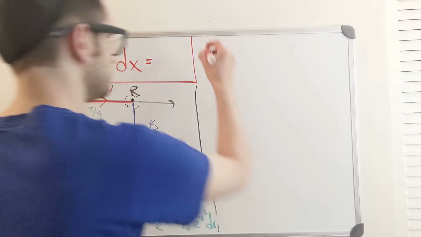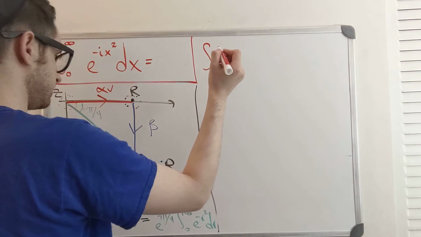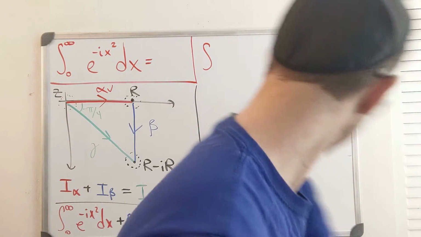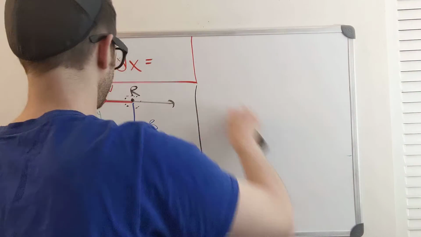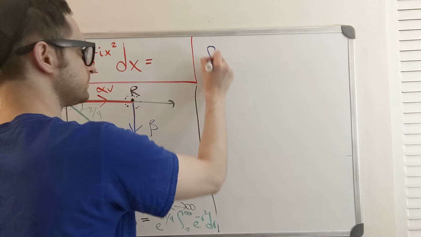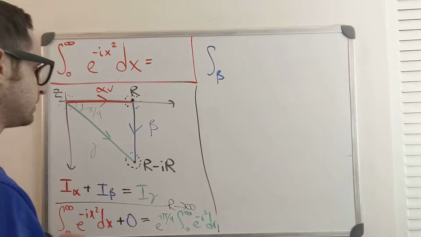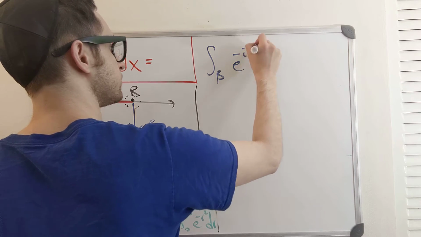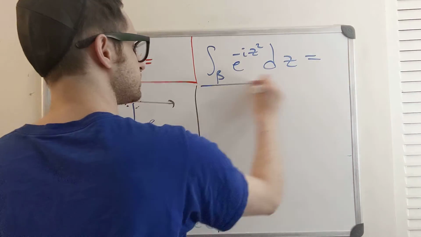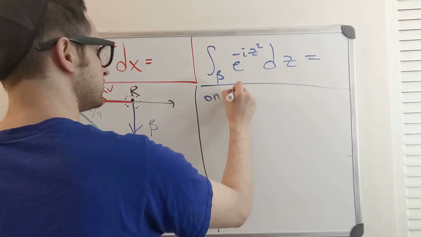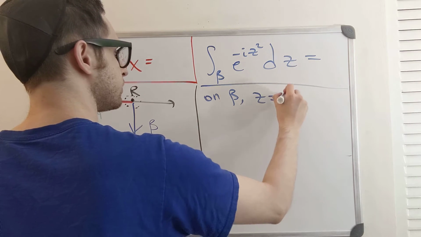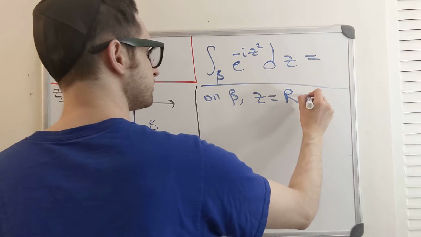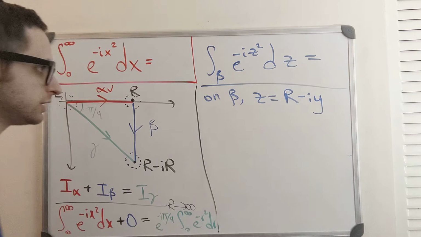So we want to know the integral along the blue, this beta contour, of e to the minus i z squared dz. And on this contour, the real part's always r, and we can parameterize it by its actual imaginary part.